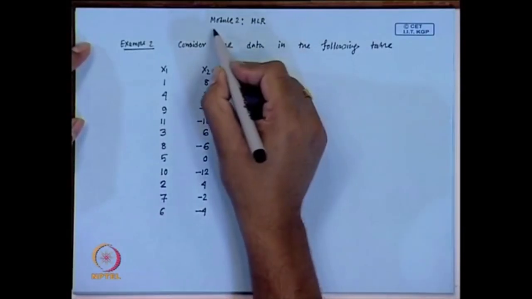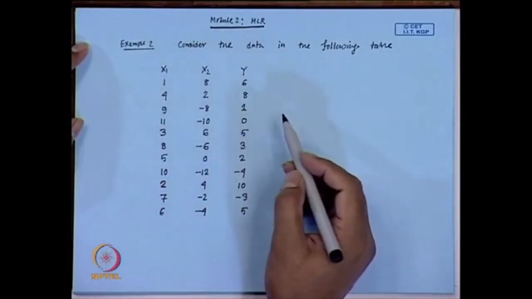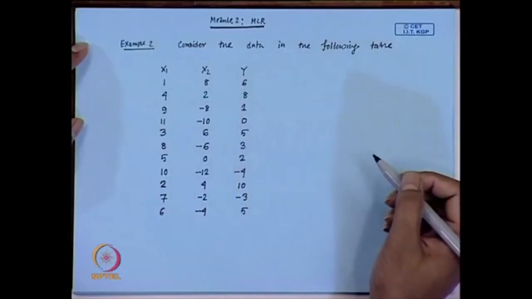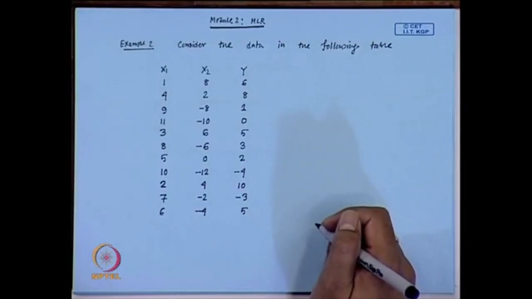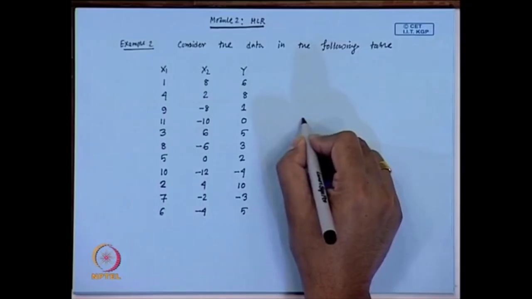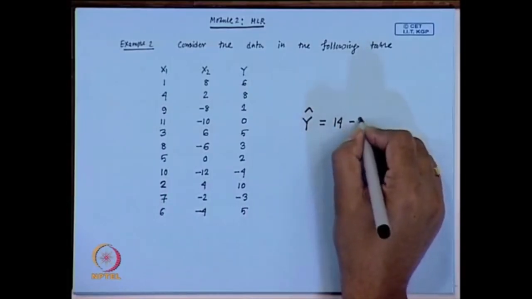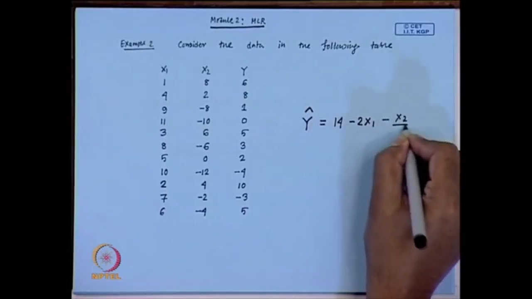one example from the multiple linear regression model. I mean, there is only one example I talked about in module 2, in the multiple linear regression model. I am going to recall that example. So, here is the example we considered in module 2, a multiple linear regression model. Well, so here we have two regressors and one response variable, and we have the data for that. Well, we know how to fit a multiple linear regression model here. The fitted model, if you can recall, is y hat equal to 14 minus 2 x 1 minus x 2 by 2.